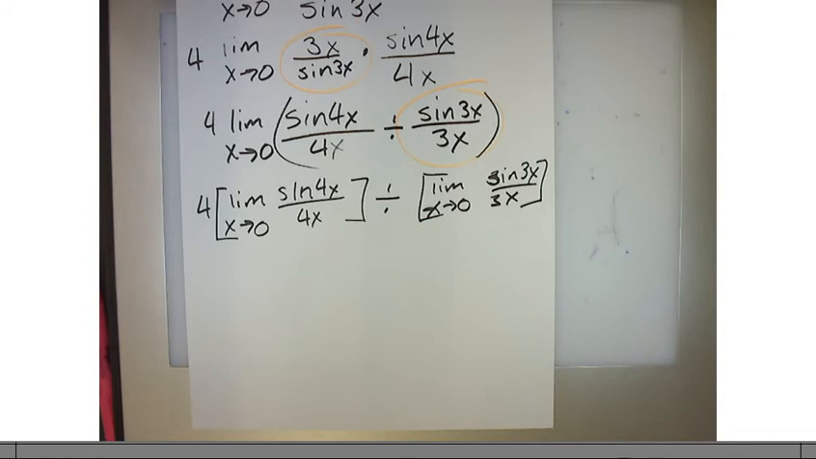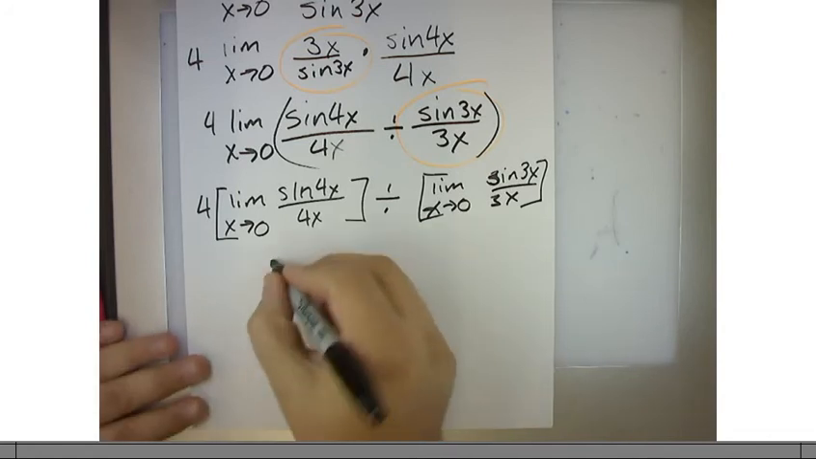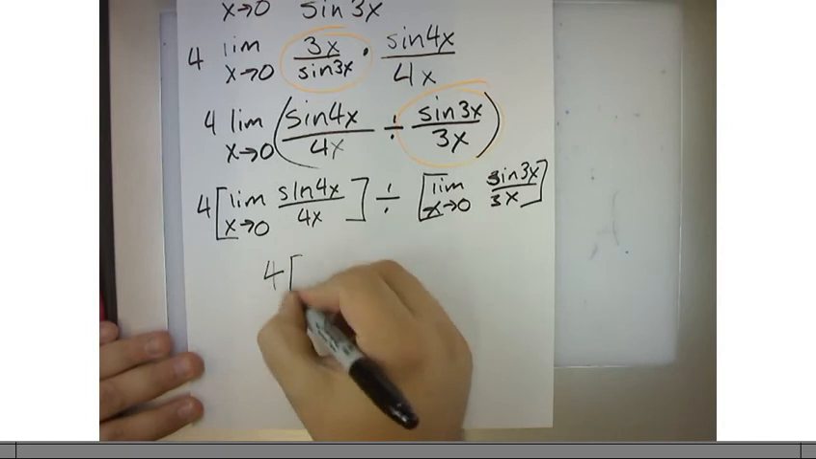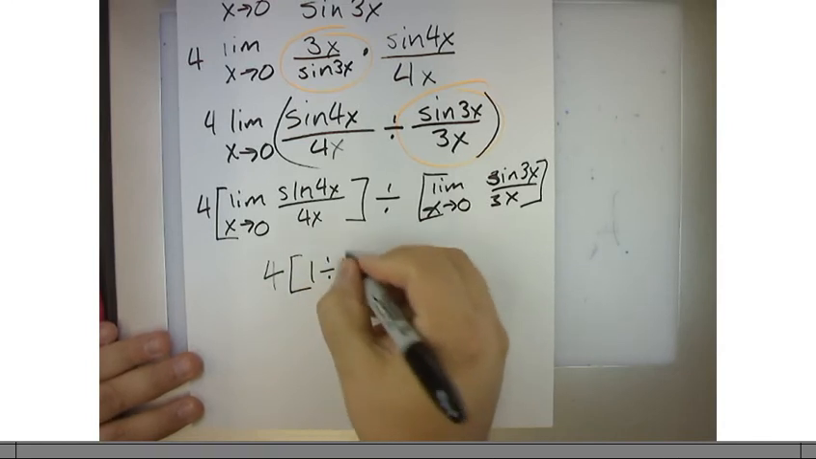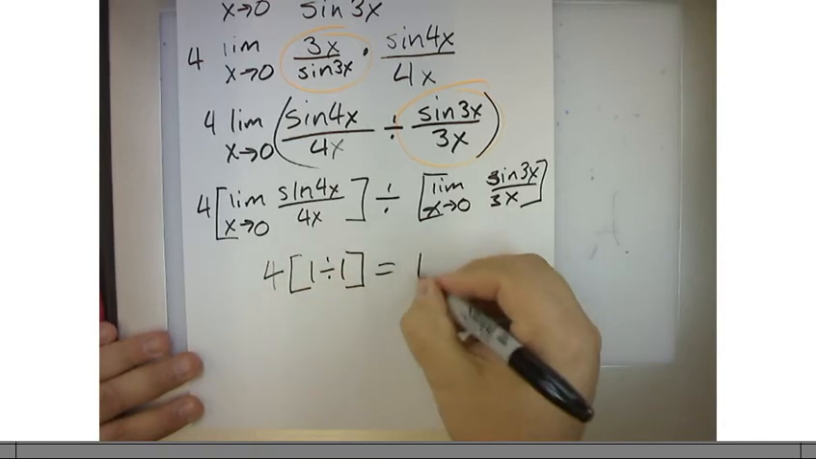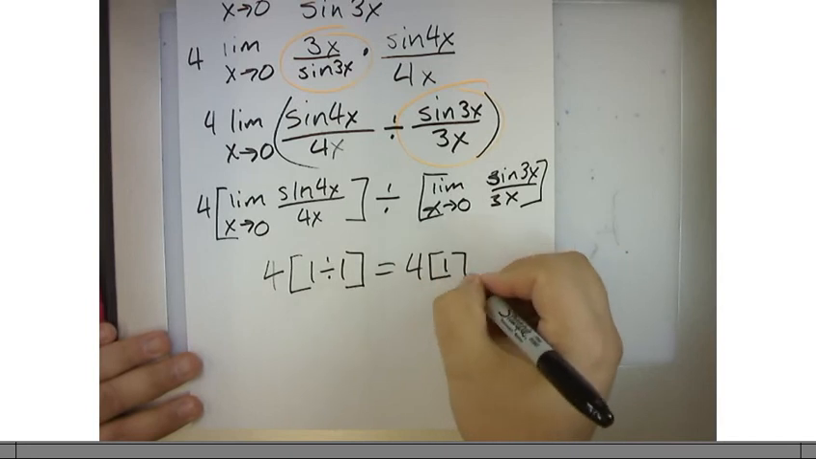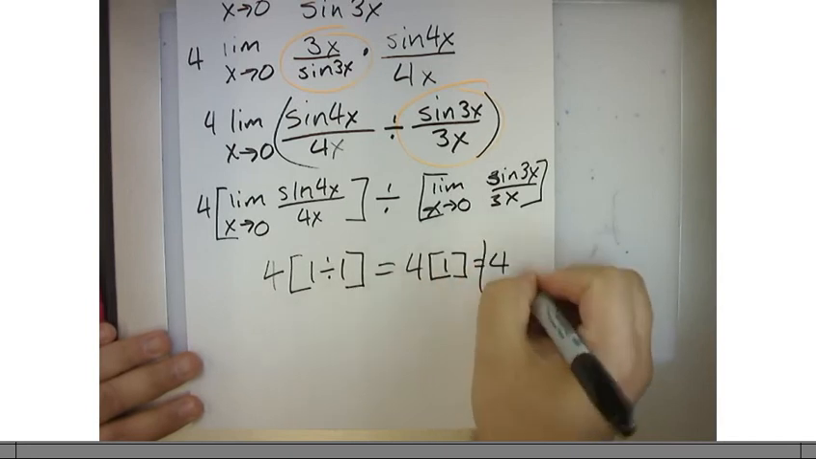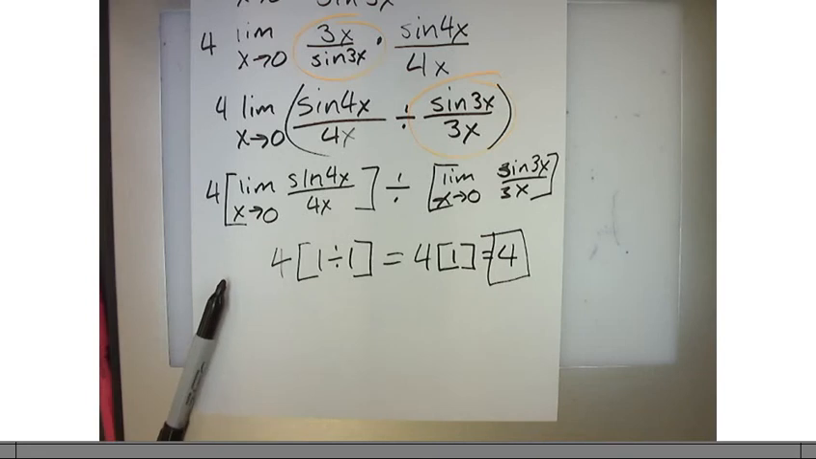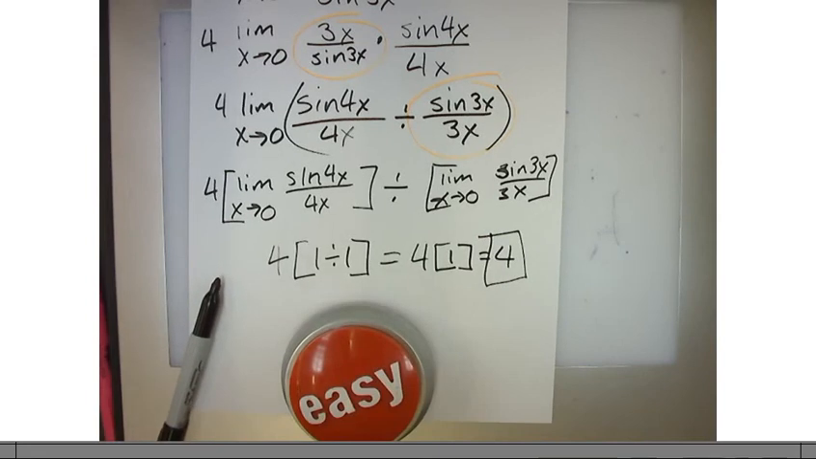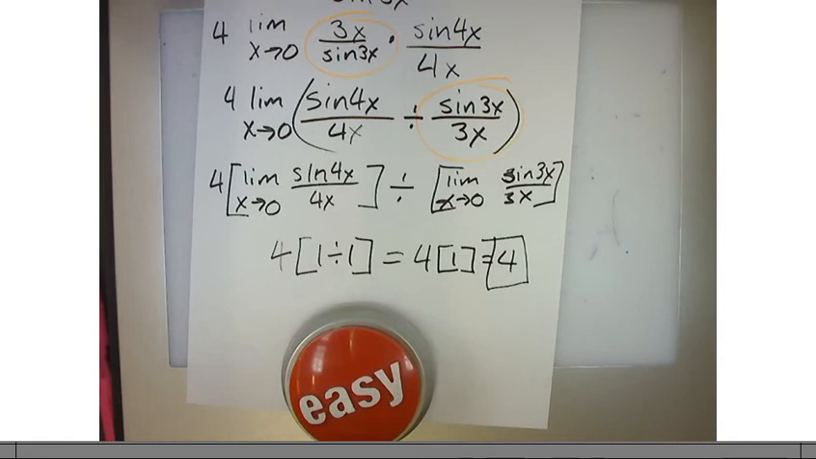Yes, so we're going to have 4 times the quantity 1 divided by 1, which is 1, 4 times 1. Okay. That was easy. Dang it, I was still missing that. Does that make sense to you guys?